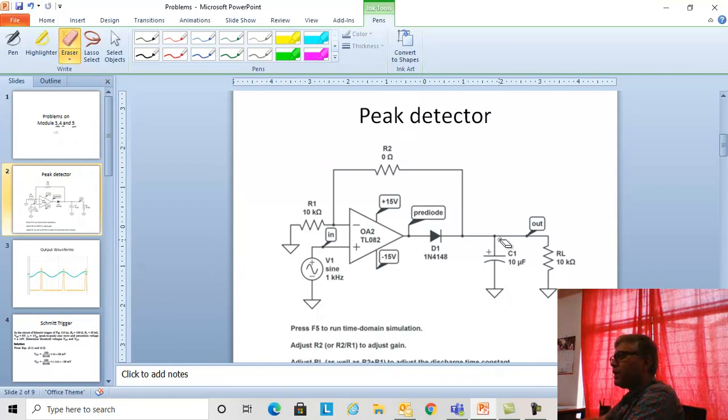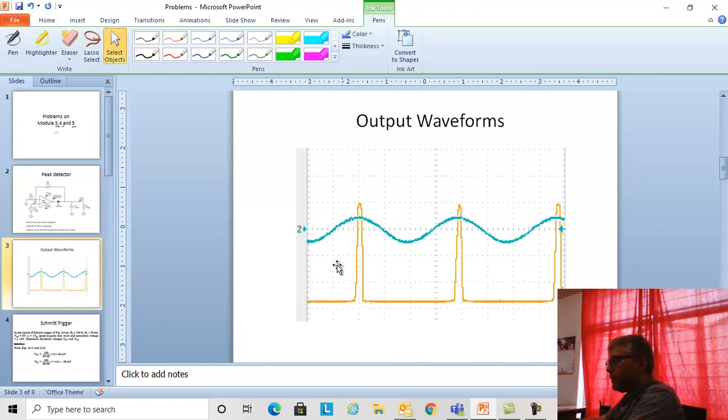So from that, try to find out what will be your output waveform. That's what you need to draw. Now look here, this is the sine wave which is given. The sine wave is increasing as it reaches the peak.